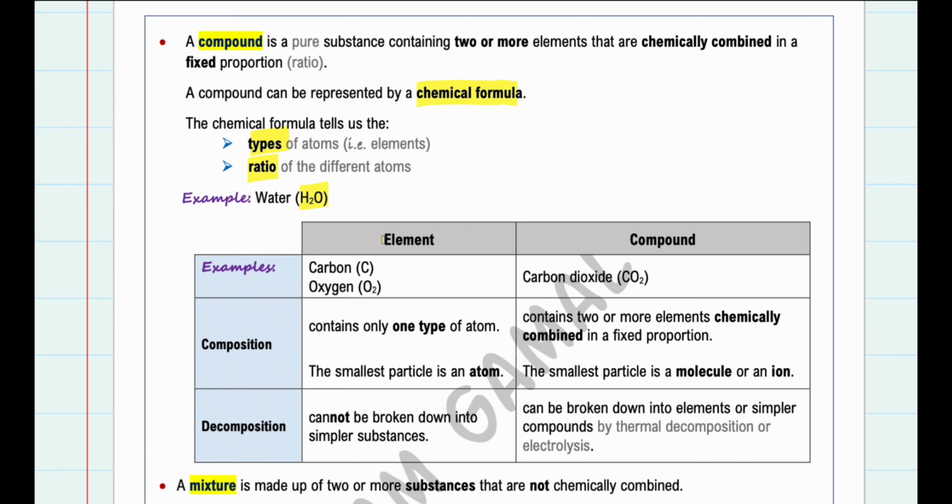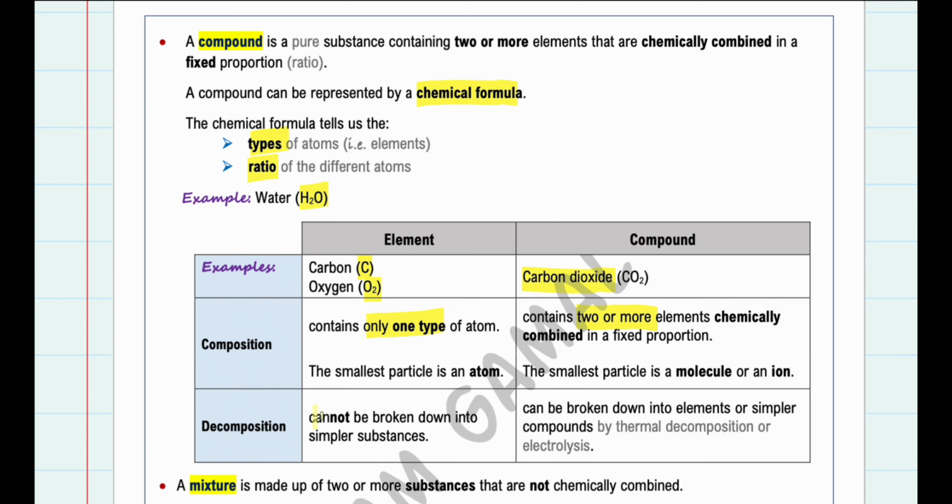Now let's compare between elements and compounds to summarize everything. Carbon and oxygen. Carbon exists as a monatomic element and oxygen is a diatomic element. An example of a compound, carbon dioxide, CO2, it has carbon and oxygen together chemically combined, and the ratio between them is 1 carbon atom to 2 oxygen atoms in one unit. Remember, the element has only one type of atom, while a compound contains 2 or more types of atoms.